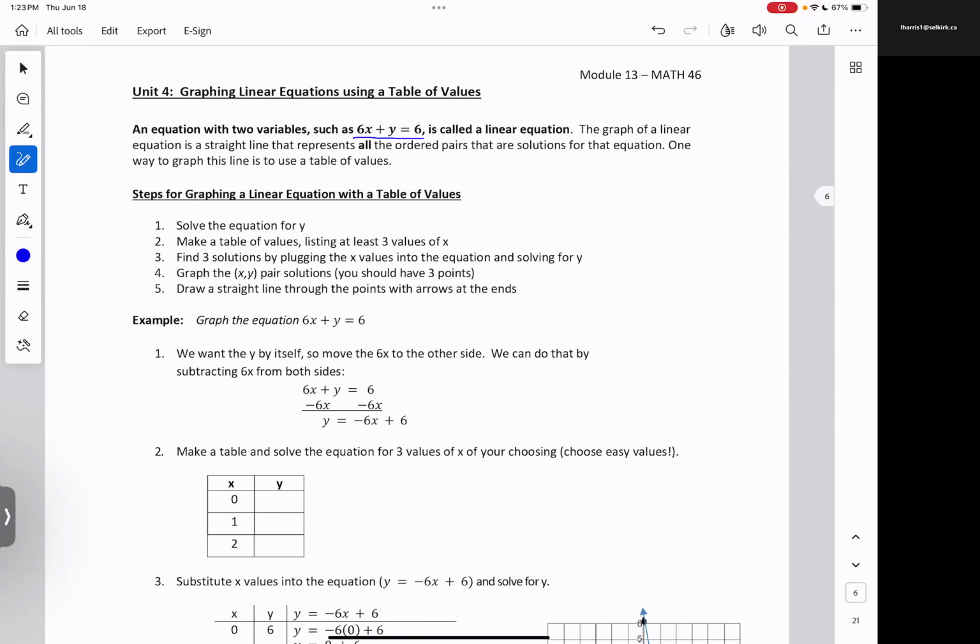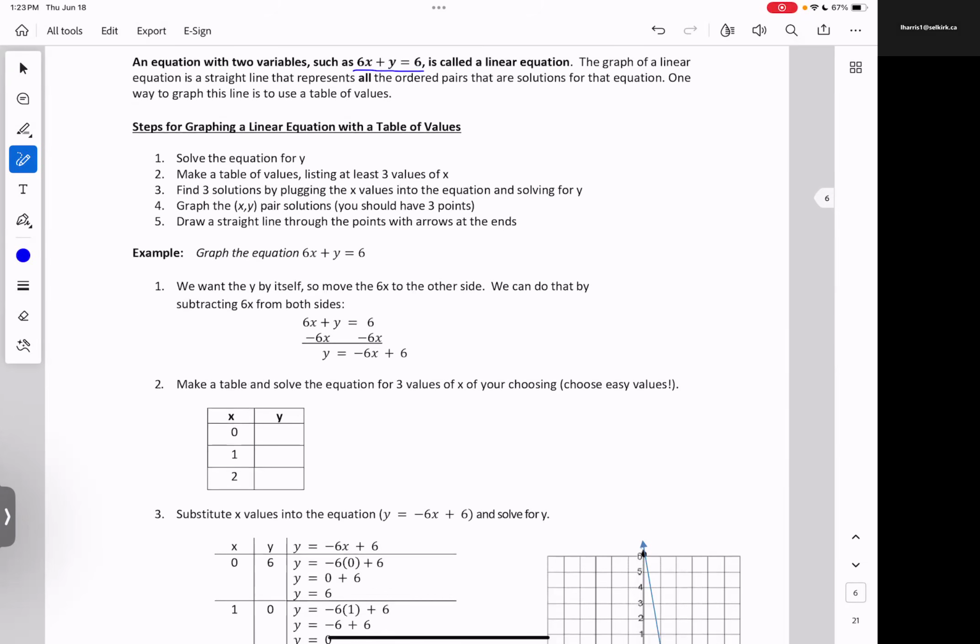The reason I always stress that in my classes is because I went years graphing these things before one day finally figuring out why it was important. Like, oh, every single point on that line is a solution. So I'm hoping I can save you that grief.